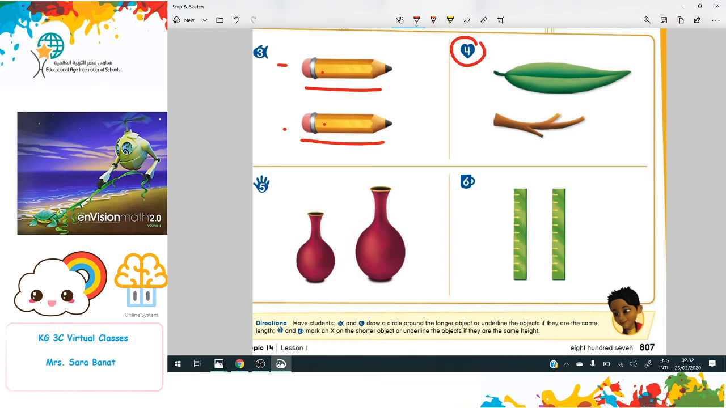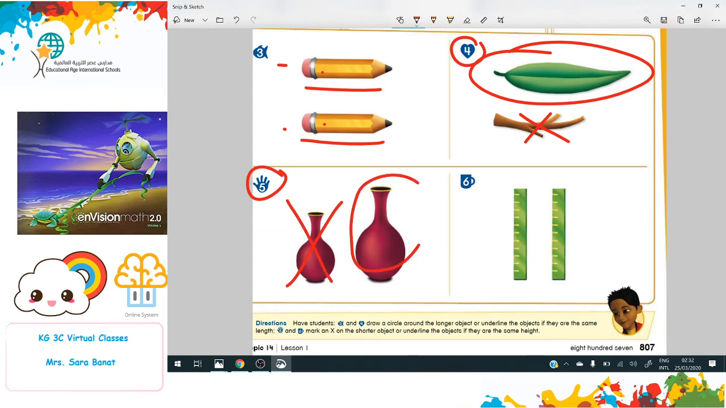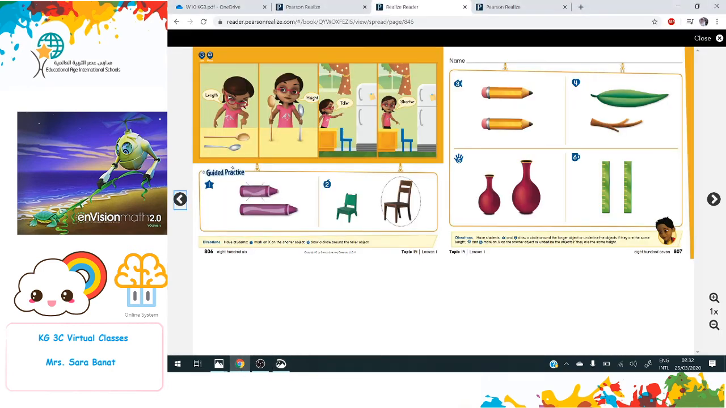What about number 4? The leaf is taller than... Yes, great job. So I will circle the leaf and I will cross it out. Okay, what about the vase in number 5? I will cross out the vase and I will circle the taller one. What about the height of these two rulers? What do you think? They are the same length, the same height. So I will just underline them. Great job, everyone. This topic is so easy for you, I think.